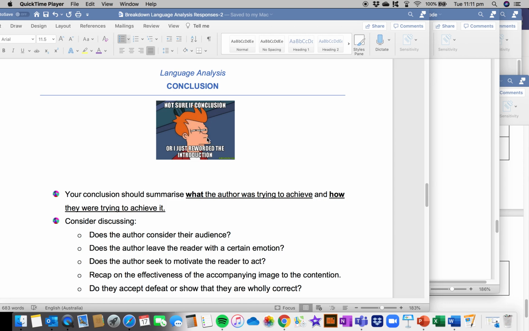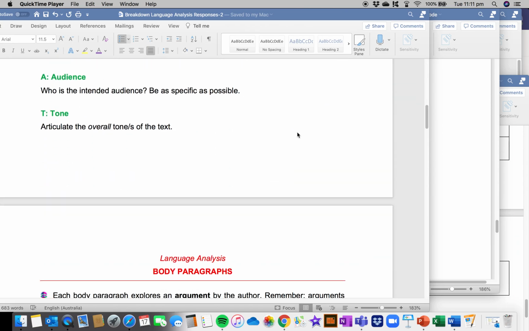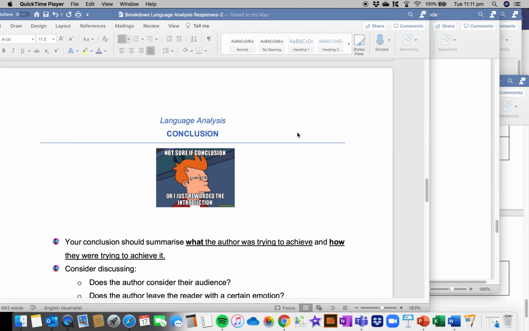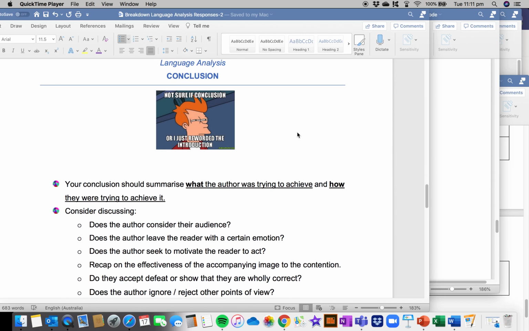And a little bit like what this cartoon is alluding to, sometimes it is like rewording your introduction, but we are looking for a few different features. So here's a breakdown for you, and I will make sure that this worksheet, which talks about your intro, your body, and conclusion, will be available to you. But you can obviously watch these videos as often as you want, just to remind yourself.